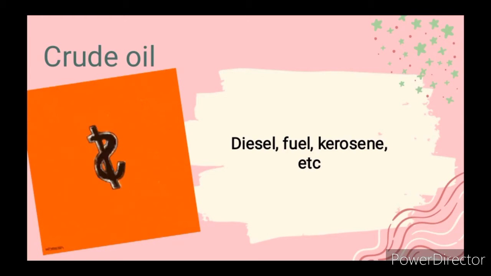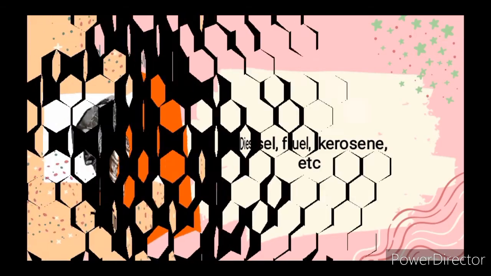Now, the states in Nigeria where we can find crude oil are Akwa Ibom, Imo, Bayelsa, Delta, Rivers, and Ondo states. Those are the places where we can find crude oil.